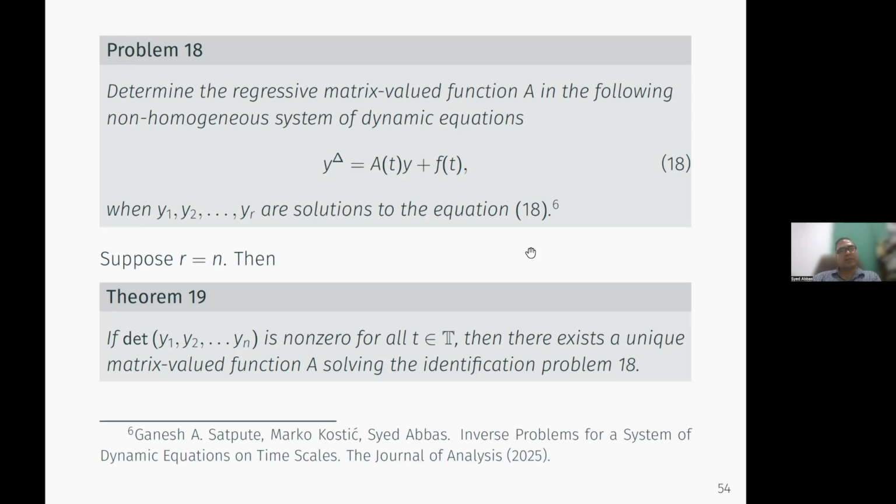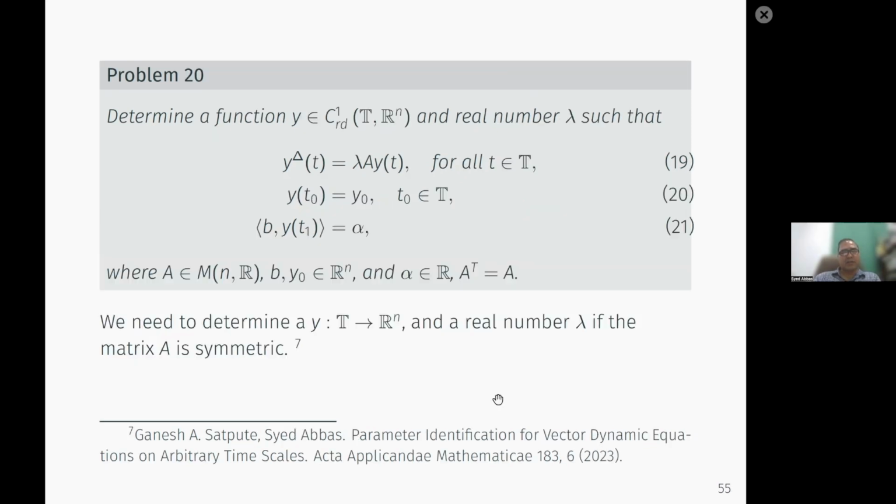Now, this problem is to determine the regressive matrix valued function A for this non-homogeneous system dynamic equation. So we have this equation y delta is AT Y plus f of t, and y1, y2, yr are solutions to this equation. Now, we assume that R is n. Then in this case, if the determinant of y1, y2, yn is non-zero, then there exists a unique matrix valued function A solving the identification problem defined above. And we can pose this problem for this special kind of information.